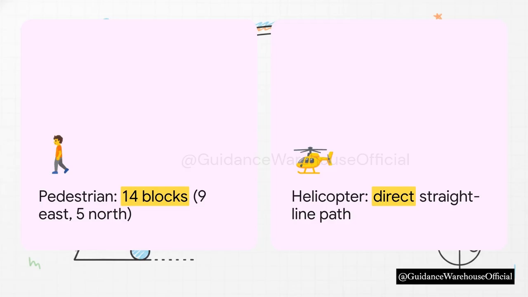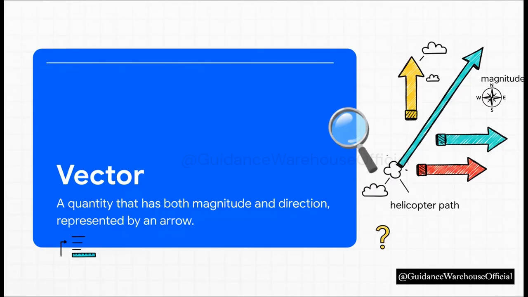But what if you had a helicopter? Well, a helicopter doesn't care about the grid, right? It takes a direct, straight-line path right over the buildings. To analyze this in physics, we use what are called vectors. Vectors are simply quantities that have both a magnitude, like the number of blocks you walked, and a direction, like east or north. We represent them with arrows. I want you to literally imagine one arrow pointing 9 blocks east and a second arrow pointing 5 blocks north. That straight-line helicopter path is our third vector, connecting the start of the first arrow to the end of the second. So how do we calculate the exact length of that helicopter path?